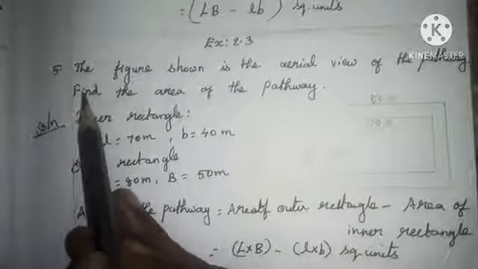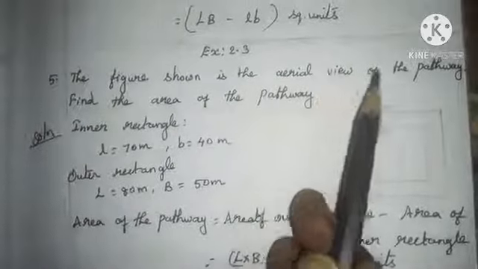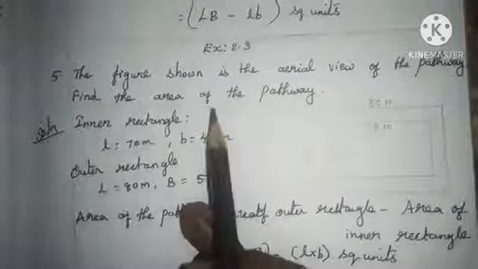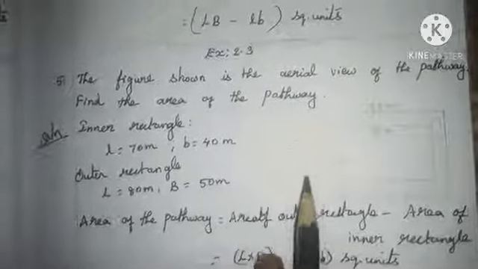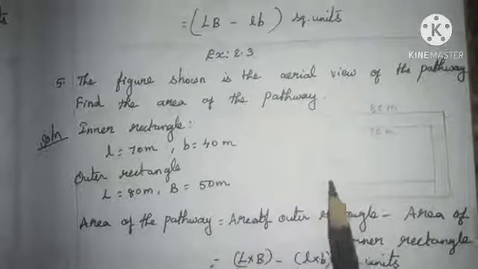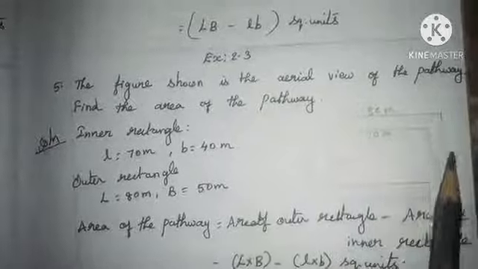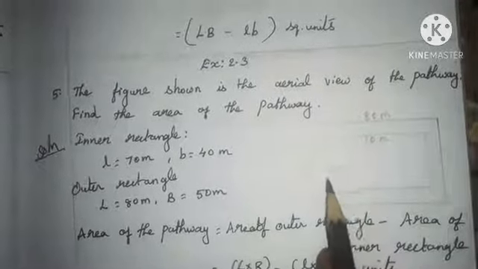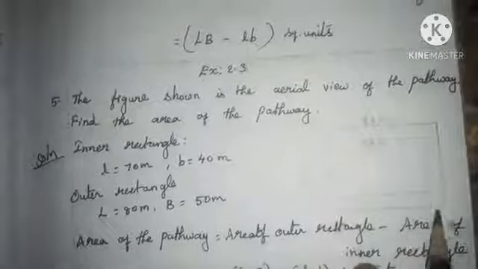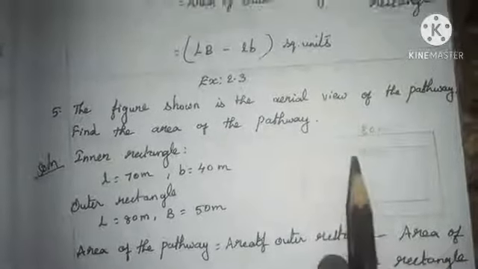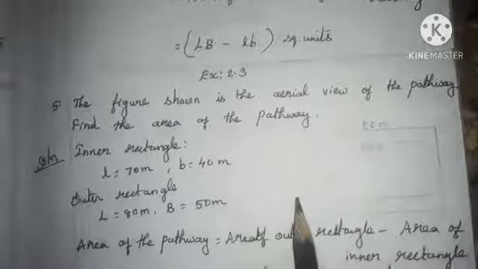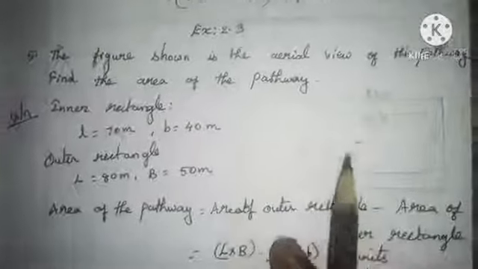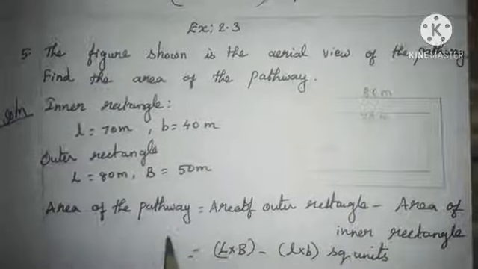Fifth one: the figure shown is the aerial view of a pathway. Find the area of the pathway. Here they have given the aerial view of the pathway. The inner rectangle has 70 meter length and 40 meter breadth, and the outer rectangle is given as 80 meter length and 50 meter breadth. Using this, we are going to find the area of the pathway.